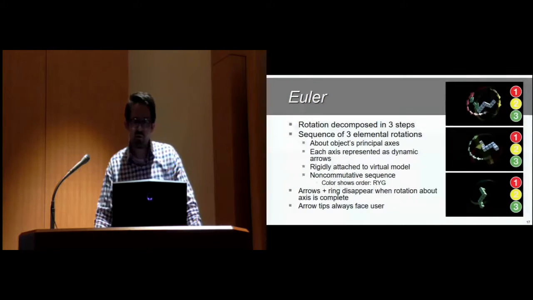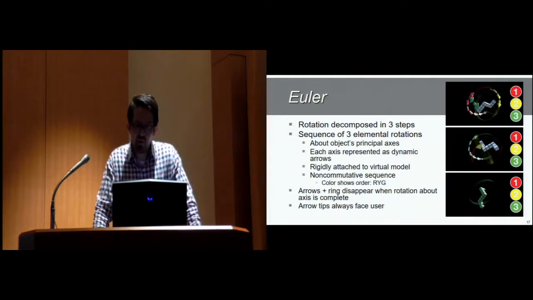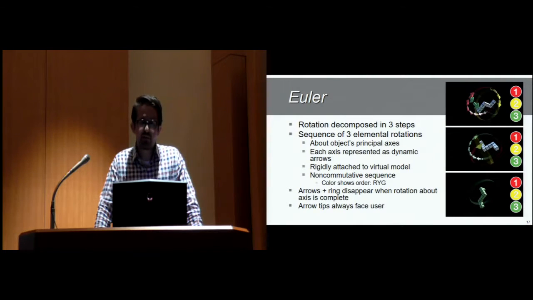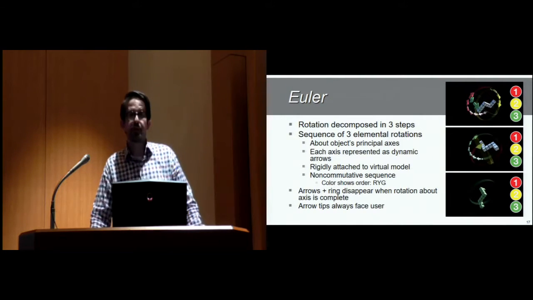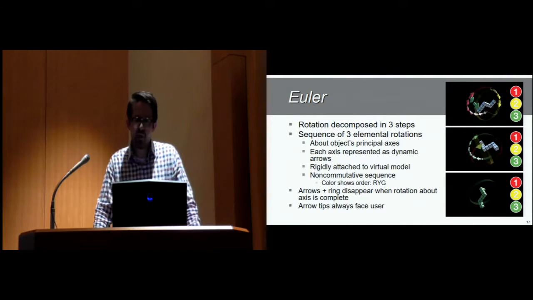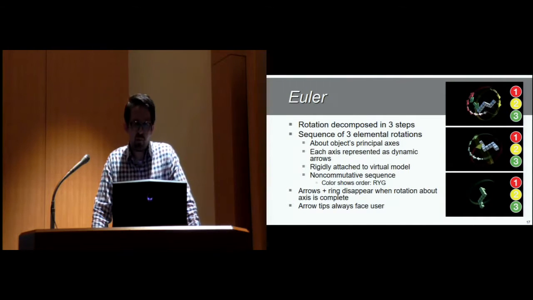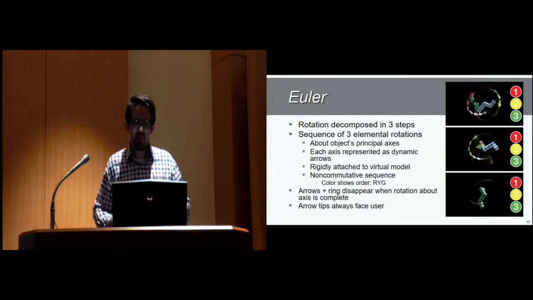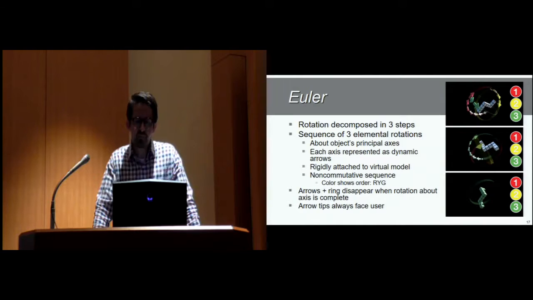Okay, so let's move on to our second visualization, Euler. People often find it easier to think of a 3D rotation in terms of a series of rotations along the three major axes of an object. You may also know these angles as yaw, pitch, and roll. Before we implemented this, we also thought that it might be advantageous because it should be easier to perform these rotations along these major axes of the object.